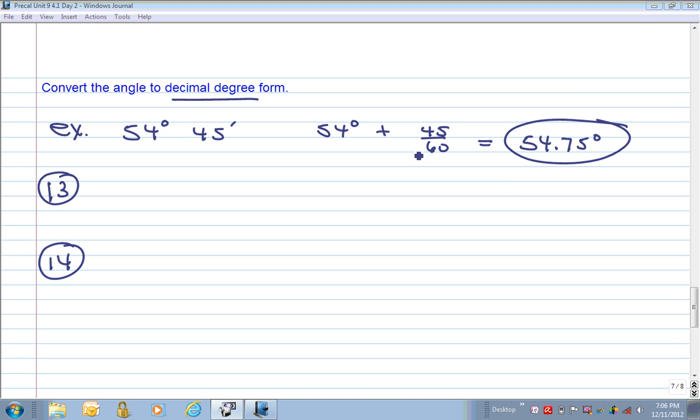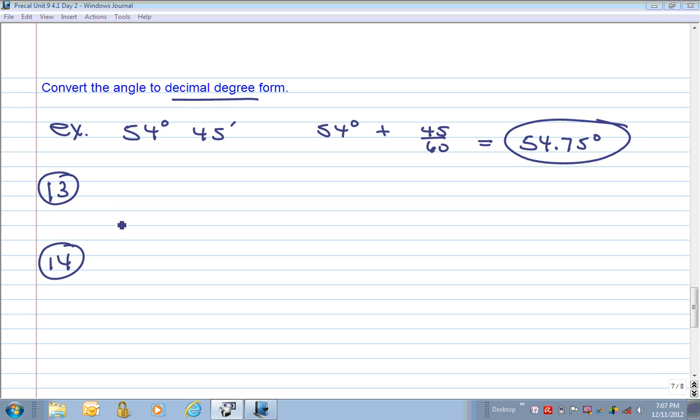I'm going to repeat this. I'm sorry, I can't remember if I'm recording or if I might have paused myself. I don't want you to miss this. This was converting the angle from degree-minute form to decimal degree form. We started with 54 degrees and 45 minutes. 45 minutes is simply a portion of a degree, a fractional part of a degree. So we're going to convert that by doing 54 degrees plus 45 out of 60 minutes, since there are 60 minutes in a degree. 45 out of 60 would be 3/4 or 0.75. So 54.75 degrees would be your answer, and that's in decimal degree form.